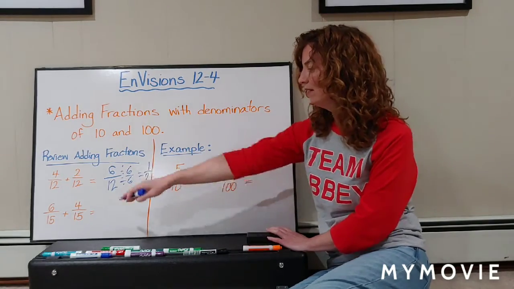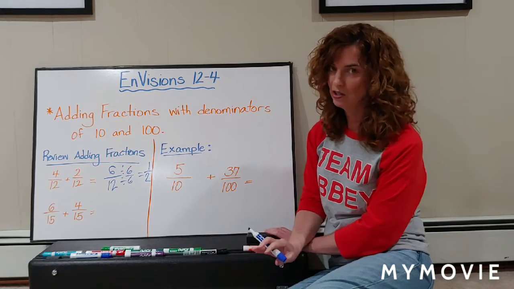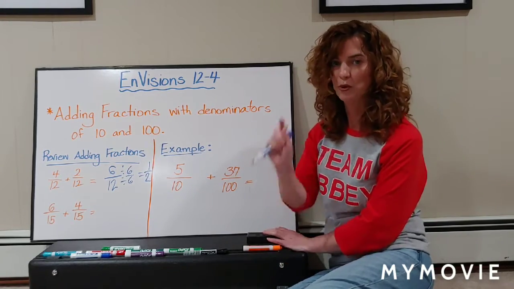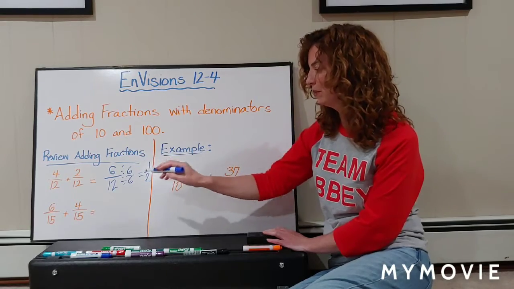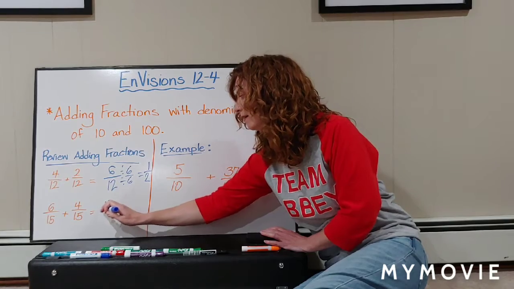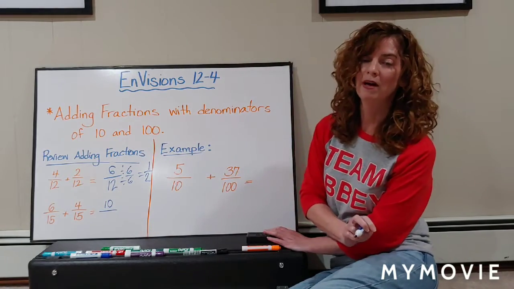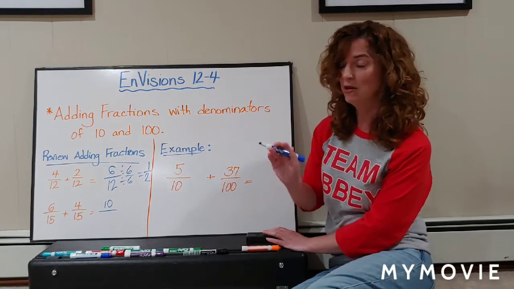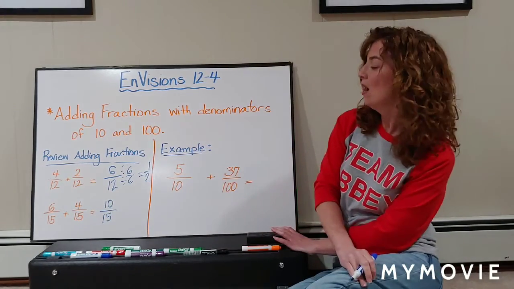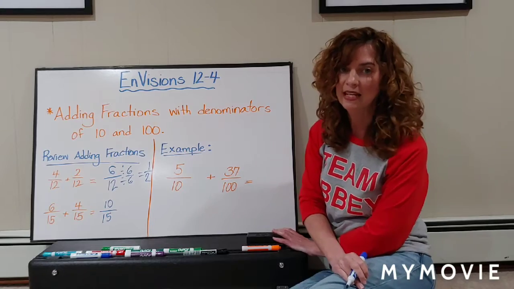All right, next example, regular adding fractions. We have 6 15ths plus 4 15ths. We're going to add the top numbers. 6 plus 4 is 10. And we're going to leave the bottom number, leave the denominator the same, so that's 15. Now I'm looking at my 10 15ths.